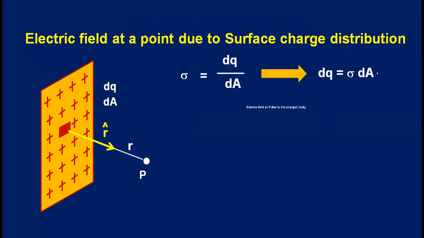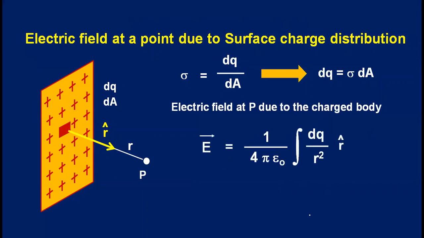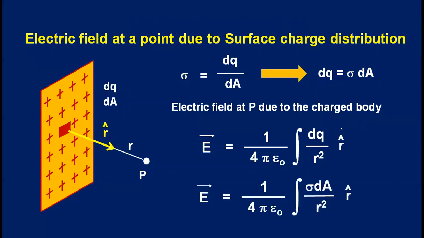Now we know that the electric field at a point P due to the entire charged body, the generalized formula, is E vector equals 1 by 4 pi epsilon naught into integral dq divided by r square into r cap. We have already arrived at an expression for dq here. So instead of dq, you substitute sigma times dA. You will get the expression for electric field due to surface charge distribution.